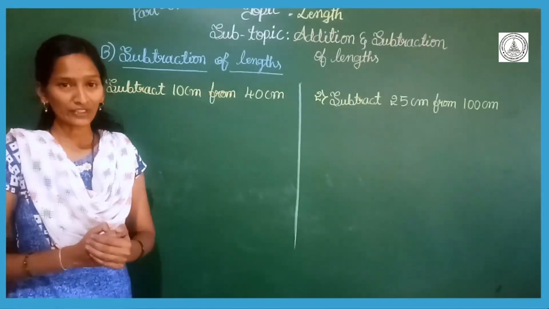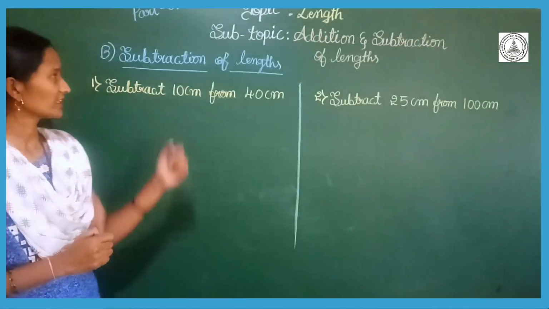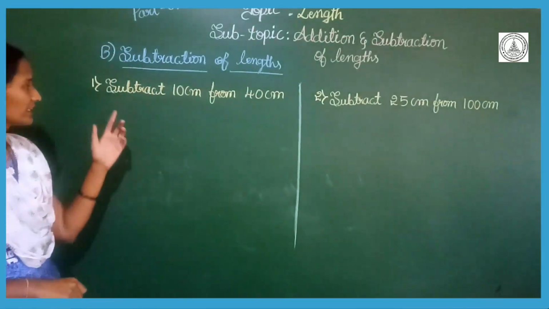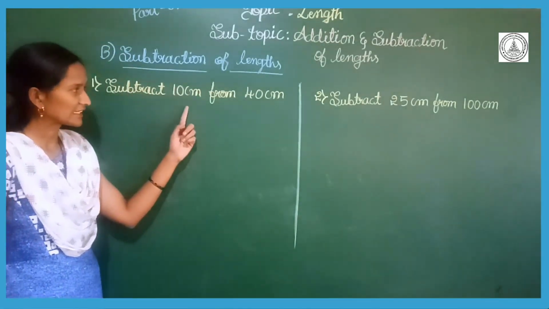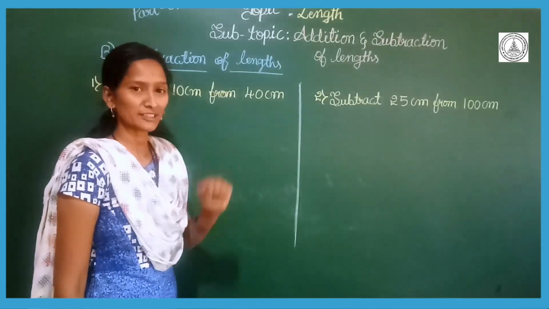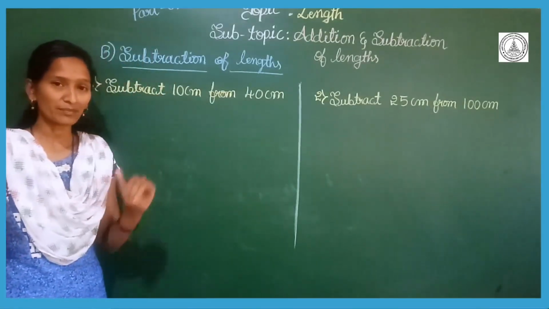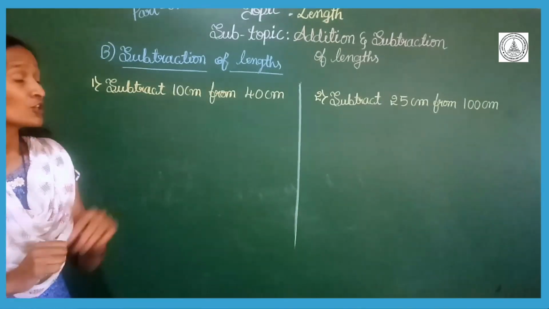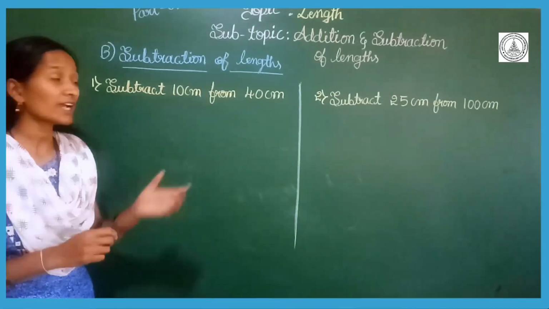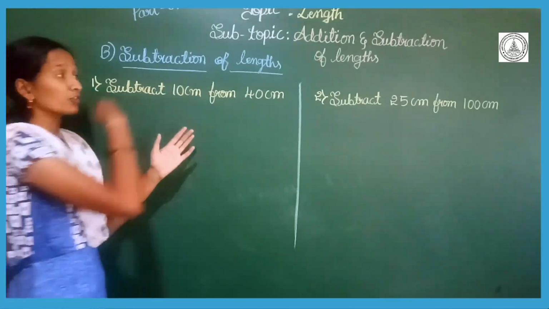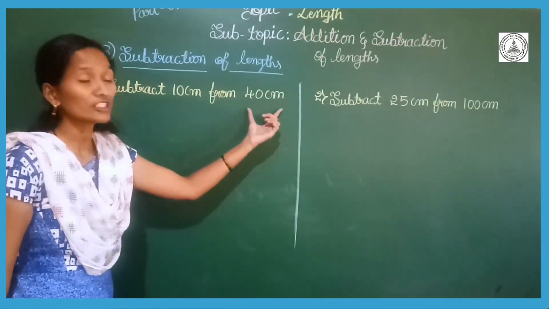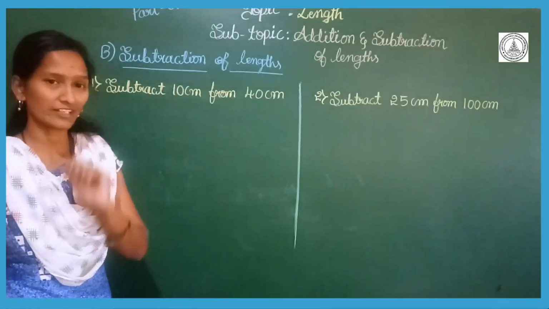Okay. Students, now come to the next one, that is subtraction of lengths. So come to the first problem. It is subtract 10 centimeter from 40 centimeter. See, in subtraction, which number do you write first? Yes. Here you are going to subtract 10 centimeter from 40 centimeter. Right? So you have to write down this 40 centimeter first.